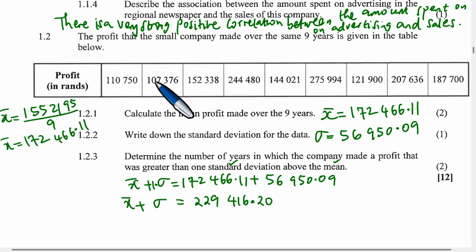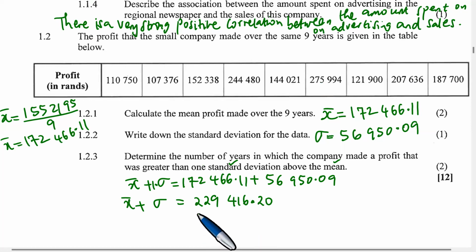Determine the number of years in which the company made a profit that was greater than 1 standard deviation above the mean. So, number of years. Let's check here. This one is below 229. It's 100 and something, 100 and something, 100 and something. Okay, this one is 244. 244 is bigger than 229. So it's 1. This one is less.